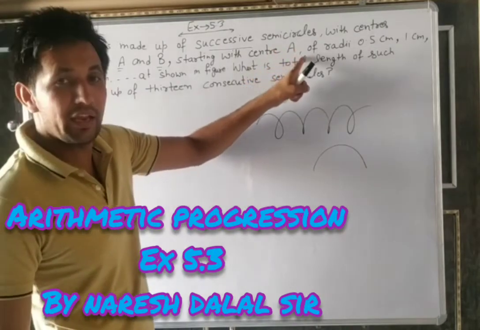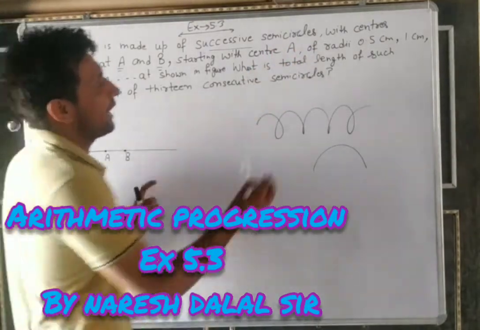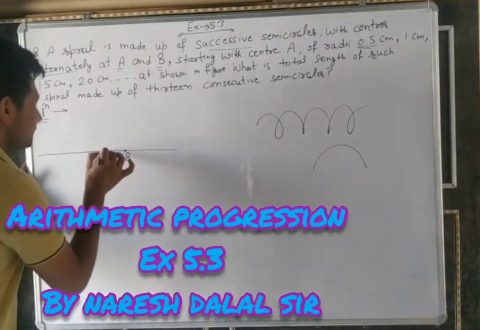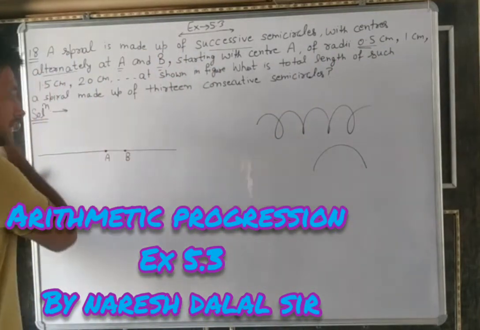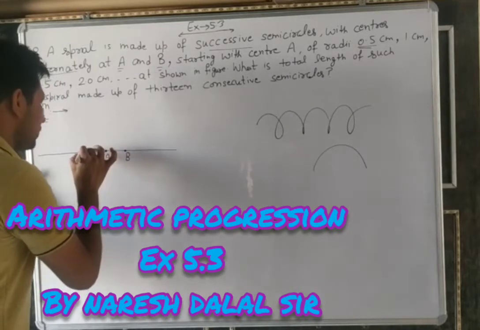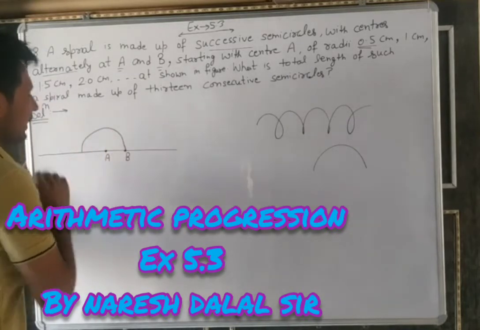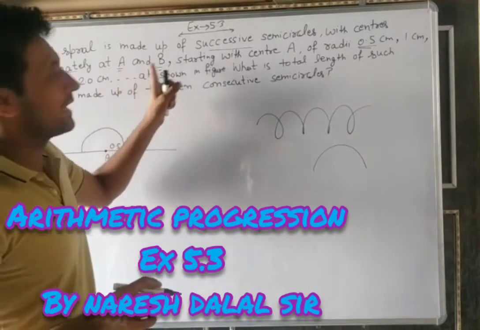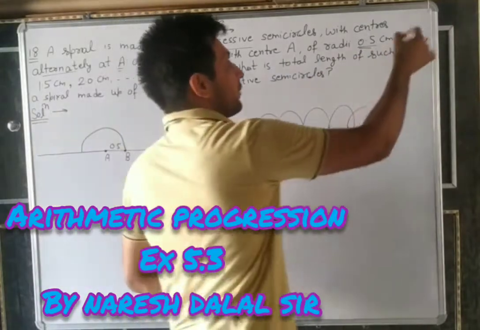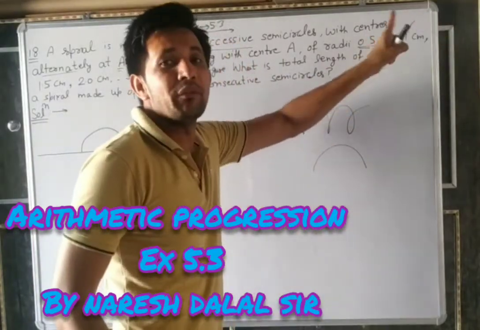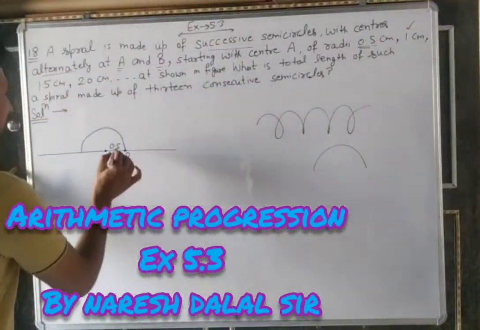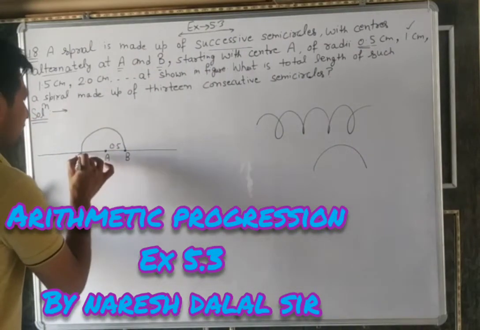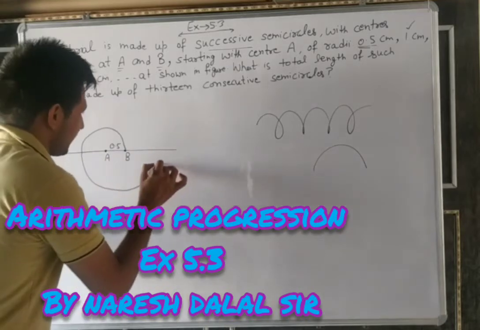Starting with center A. So we start with center A, radius how much? 0.5. So take the center A with radius 0.5. One time center A, next is center B, and the radius is 0.5 after it, 1 centimeter. From here it is 0.5, and from here it is also 0.5. So from here to here is 1 centimeter.